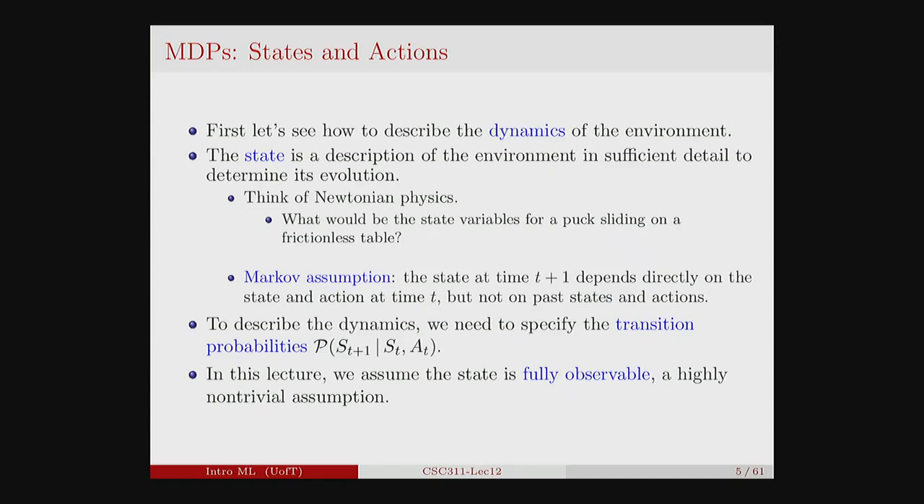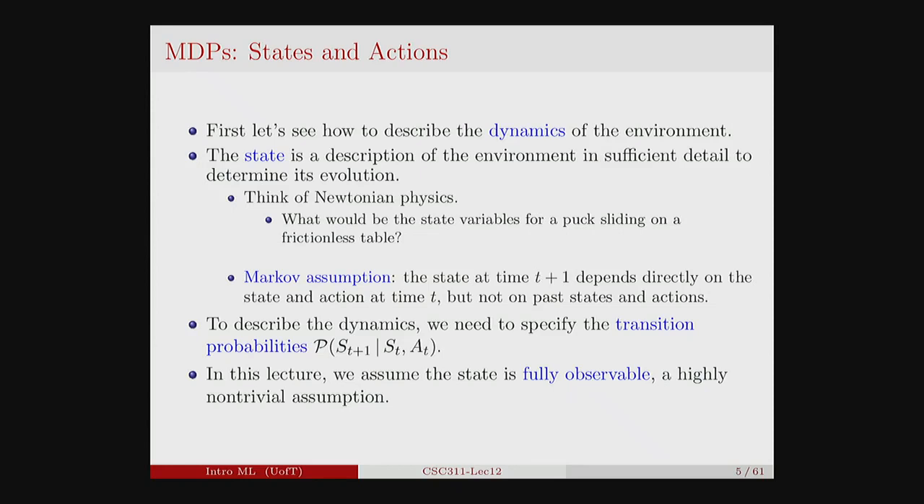And as you can imagine, even for very simple examples, it's often very challenging to specify what these transition probabilities look like, because they require you to know something about the physics of the world. And that might be easy when you're working with Newtonian physics, because you can exactly say what is the probability distribution over the next x, y coordinates and the velocity, given that the puck is at position x, y moving with velocity v, and the action might be push the puck with a certain amount of force.